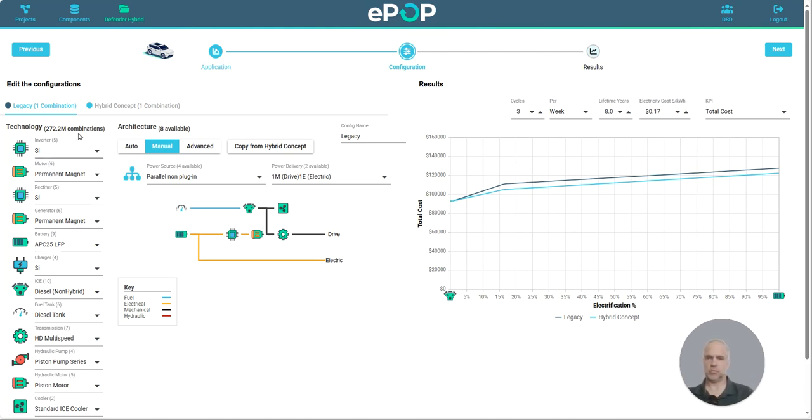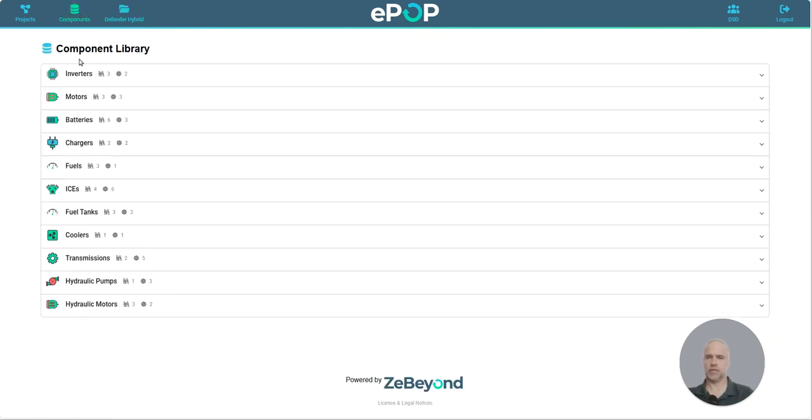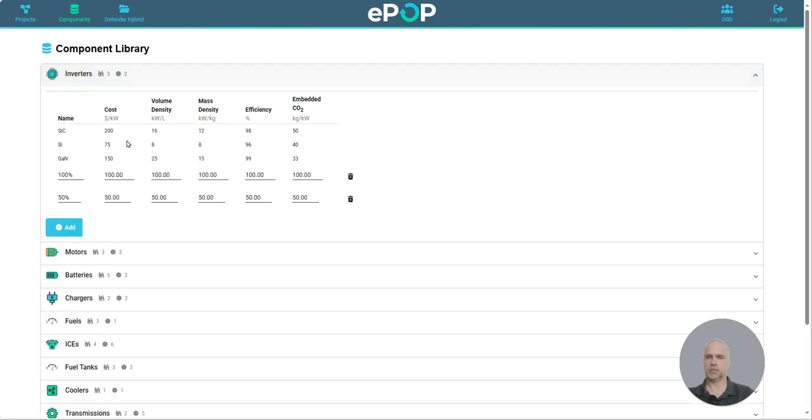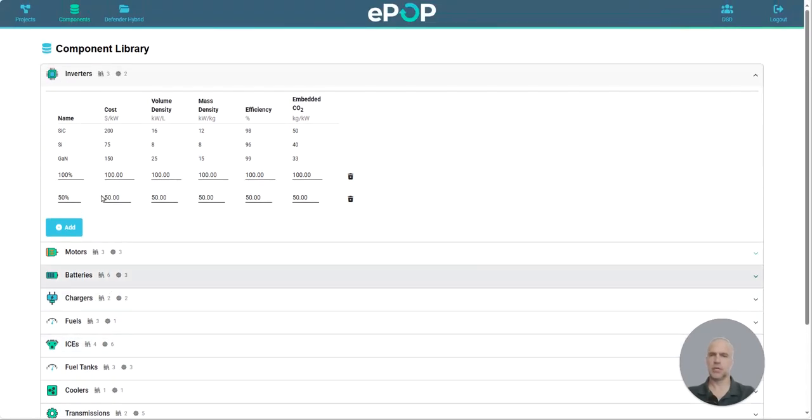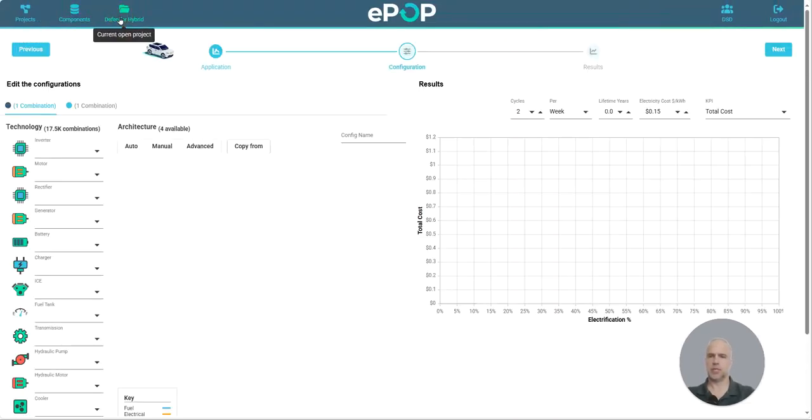The technologies that you apply come from a library which you have control over here. Here's the library of inverters. You can see there's cost, volume density, mass density, and efficiency. These are all factored into the calculations. You see the motors, batteries, all the components within the powertrain, even down to the transmissions and hydraulic pumps. So you characterize each of these components in the library so that they can be used in your configuration.